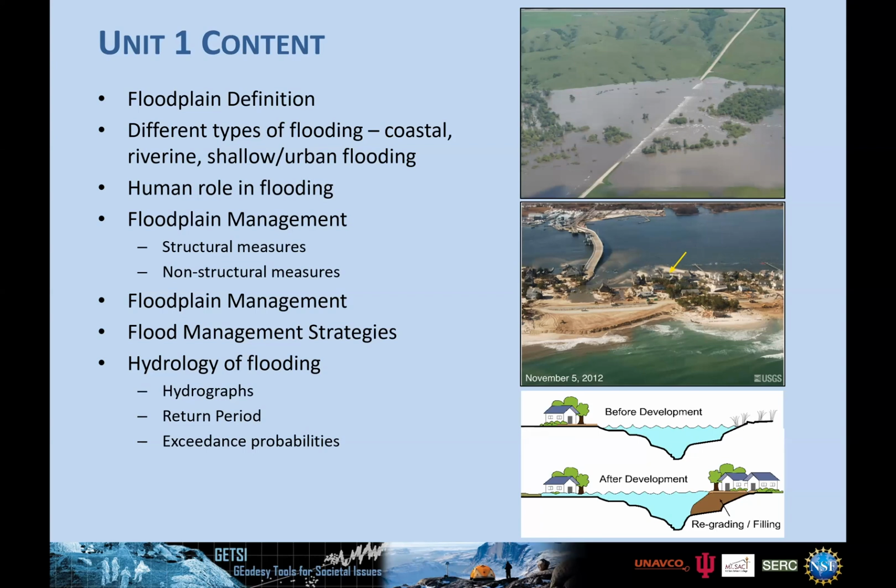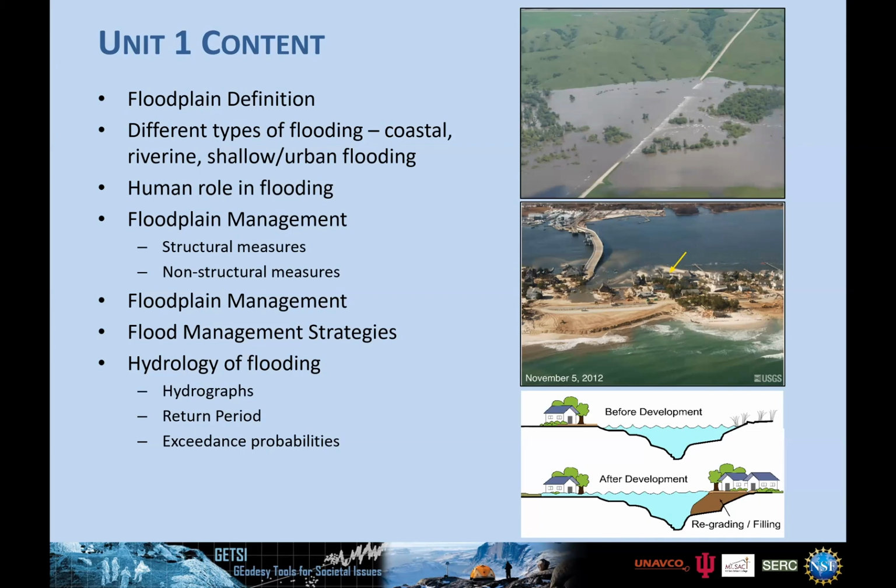We discuss the role of humans in flooding. So on the right, you see an image on the bottom where when you modify the floodplain, you increase the risk of flooding. So we discuss topics such as how watershed development impacts the occurrence of flood, how development in the floodplain affect the occurrence of floods, and so on. So we discuss that.